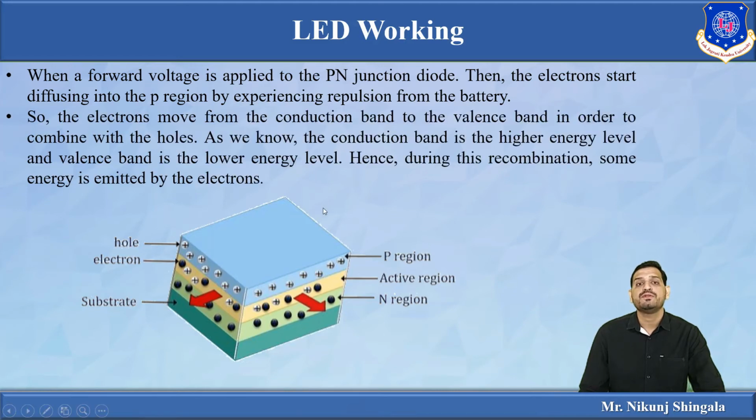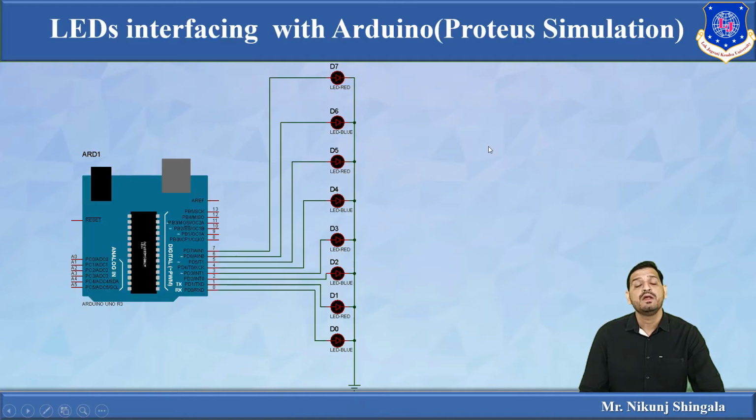Some electrons move from the conduction band to the valence band in order to combine with the holes. The conduction band is at a higher energy level and the valence band is at a lower energy level. So when this recombination happens, electrons move from the conduction band to the valence band and release some energy. That released energy is converted into light by means of this special material, gallium arsenide and gallium arsenide phosphide, because this material has the capability to convert that radiation into light. So this is the working principle of the LED.